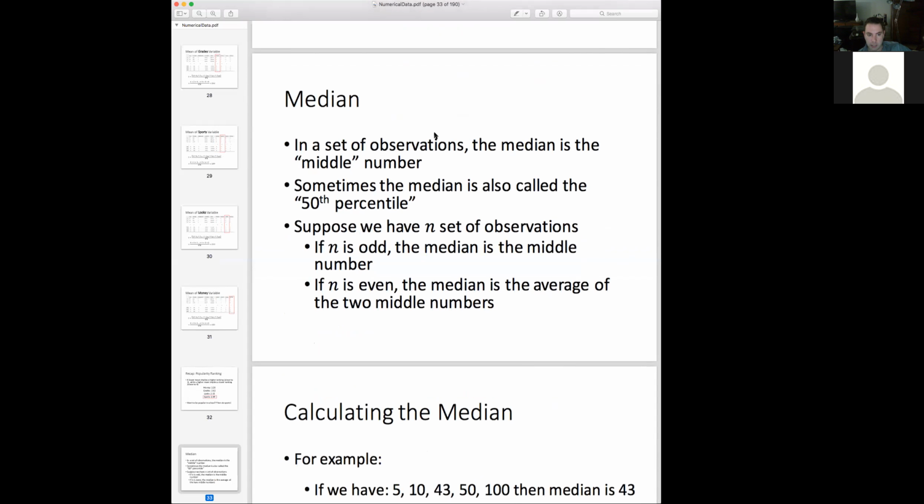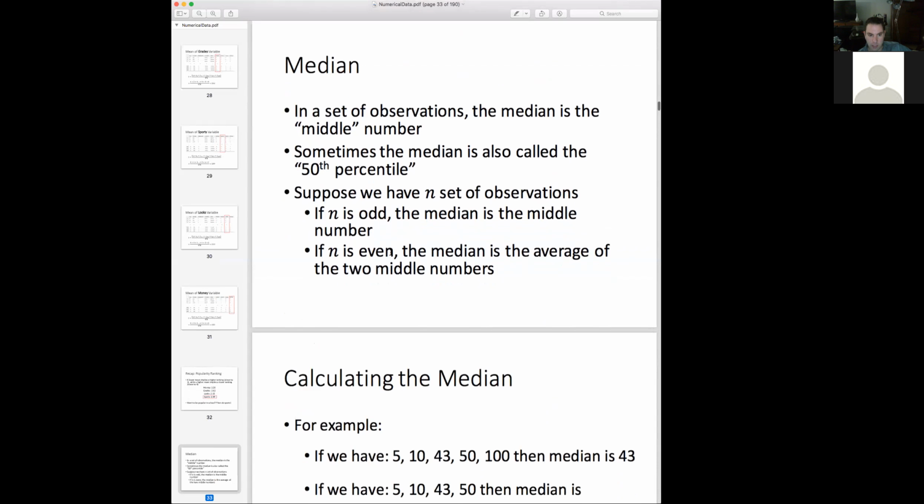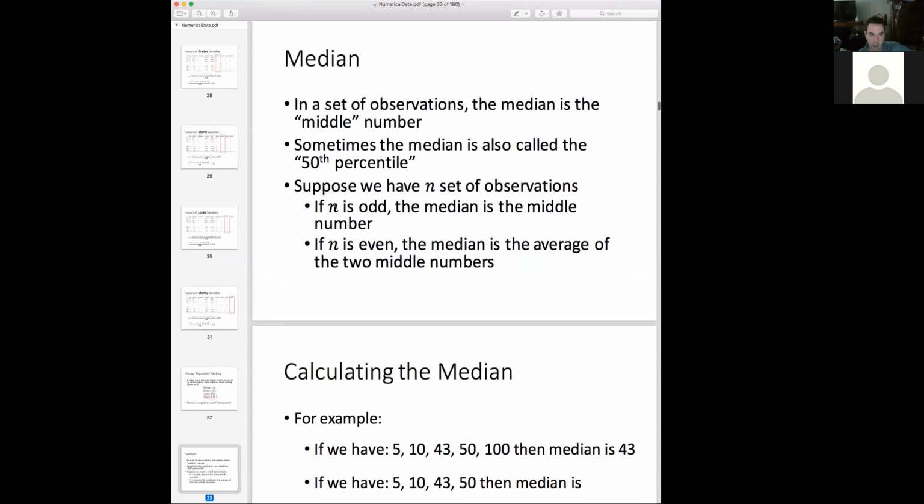The median is the 50th percentile, which will show you the middle number. And the way we can calculate that is if we have an odd number of observations in our sample size, it's just the middle number. And if it's an even number, we'll take the average of the two middle numbers to arrive at our median.